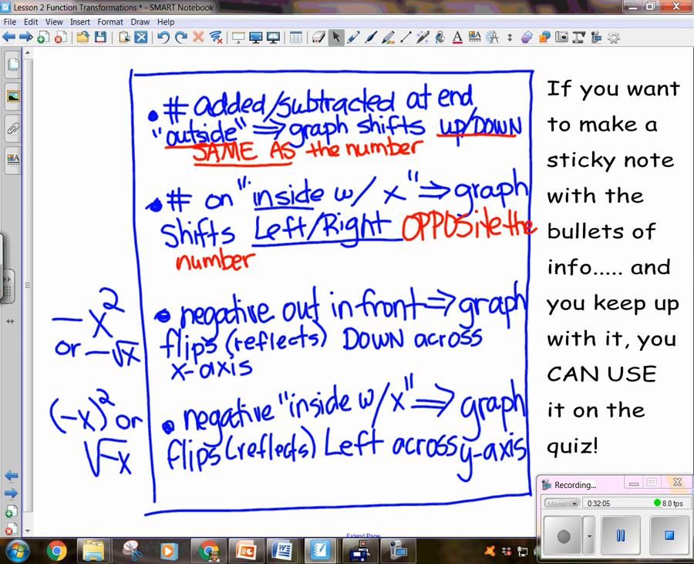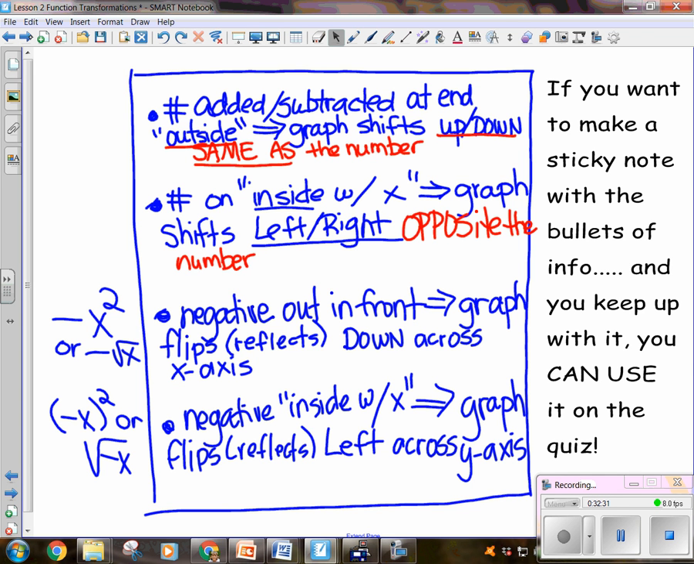I'm going to show you these. I gave the students sticky notes. I gave them a choice of whatever color they wanted, and they could either have 1 or they could have 2. And the idea is if you want to make a sticky note with the bullets of information on it, then you can keep it and you can use it on the quiz. So if you want to pause the video, you can write these in. Add or subtract at the end, outside: the graph shifts up or down, same as the number.